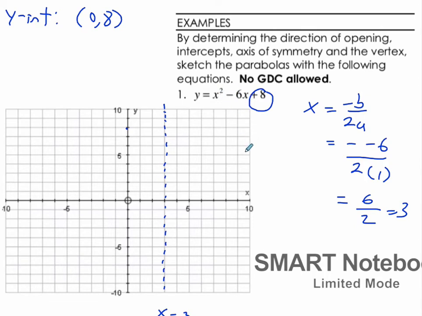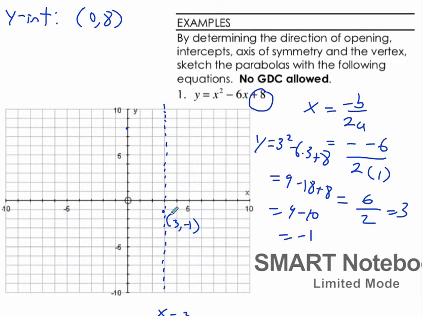So for the y value at the axis of symmetry, we can substitute in 3 into the equation. We get 3 squared minus 6 times 3 plus 8, which equals 9 minus 18 plus 8, which equals 9 minus 10, which equals negative 1. So 3, negative 1 is our vertex. Let me redo that. Okay, so we have the vertex.